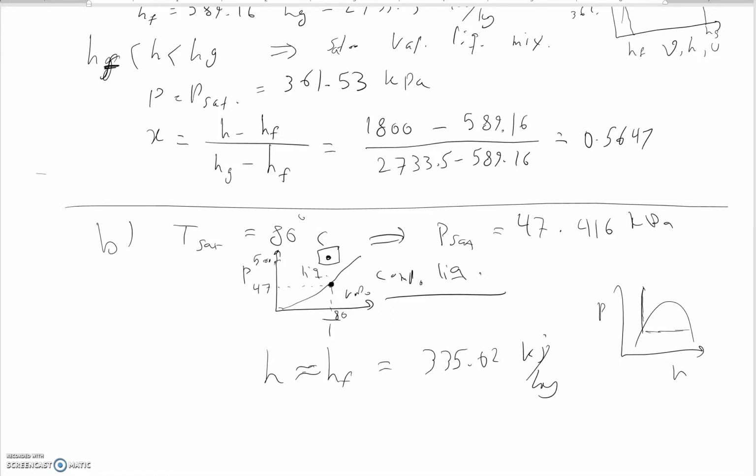Again, if you have the PH diagram, two-phase envelope, this is how it changes in the compressed liquid phase. You see, as the pressure changes significantly, your H value does not change very much, right? So that's it, I guess. And that's problem number B.